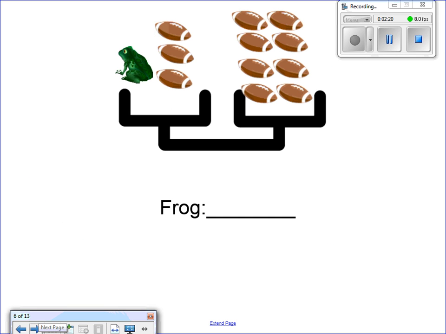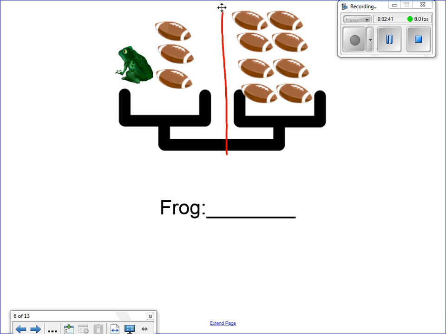Take a look at this side. I have a frog and I have 3 footballs. Weighs the same as 8 footballs. Well, I want to know how much a frog weighs. This is how I kind of see the obvious. So if I were to split this in half, what can I take away from both sides? I can't take a frog from both sides because both sides don't have a frog.